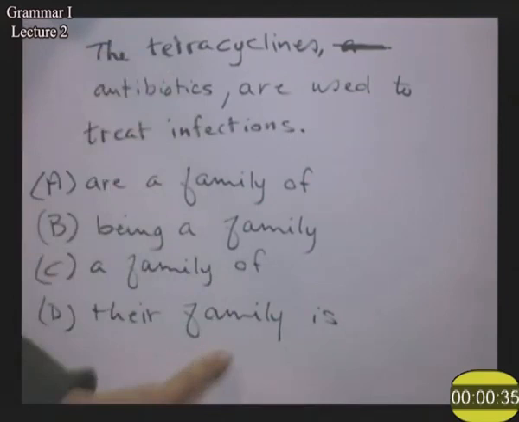لو قلت their family is antibiotics، ده هنا عندي فاعل وفعل وشغلانة between two commas after the subject. You know that you have an opposition, or what we call something that refers to the subject, that is related to the subject but not the subject. إذا هنا اللي هختاره إيه؟ The tetracyclines, a family of antibiotics, are used to treat infections.